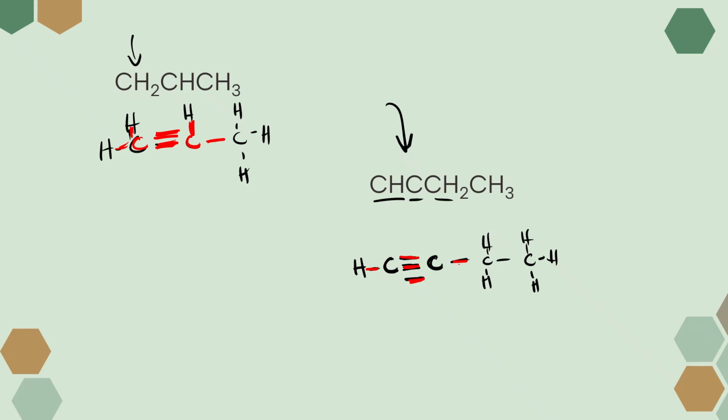What are we going to call this guy? 1, 2, 3, 4 carbons. This is 1-butyne, or but-1-yne, with a Y because of the triple bond. But-1-yne.